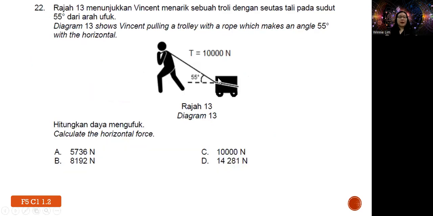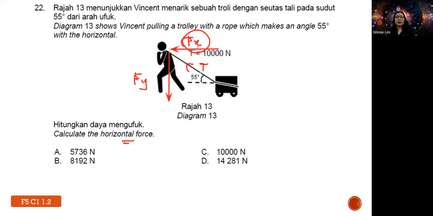Question 22. Diagram 13 shows Vincent pulling a trolley with a rope which makes an angle of 55 degrees with the horizontal. Calculate the horizontal force. First, you need to label the force that acts on the rope. It's upward, the tension. You can always resolve the force into two components, the x component and the y component, Fx and Fy. They want you to calculate Fx, the horizontal component.